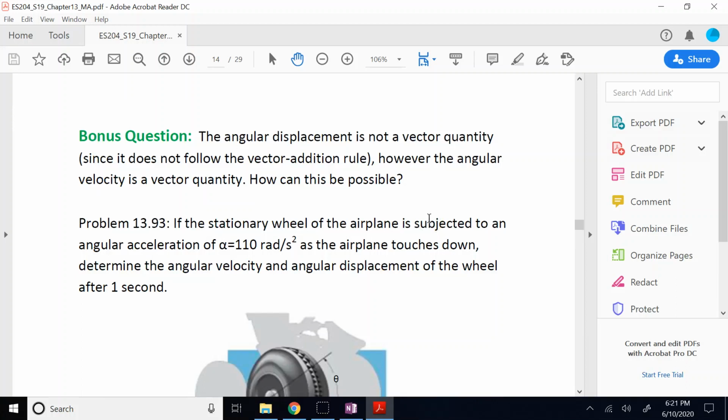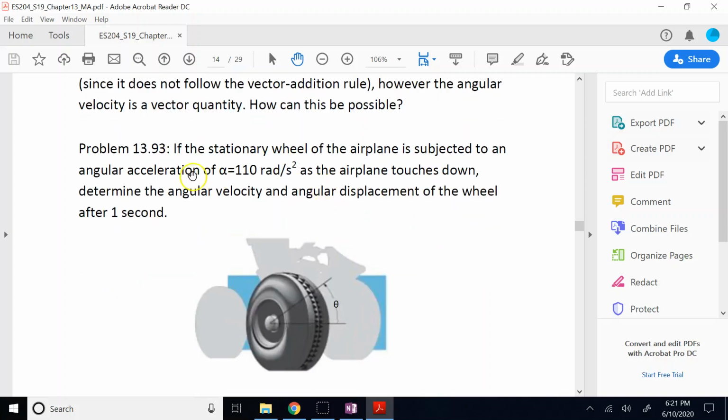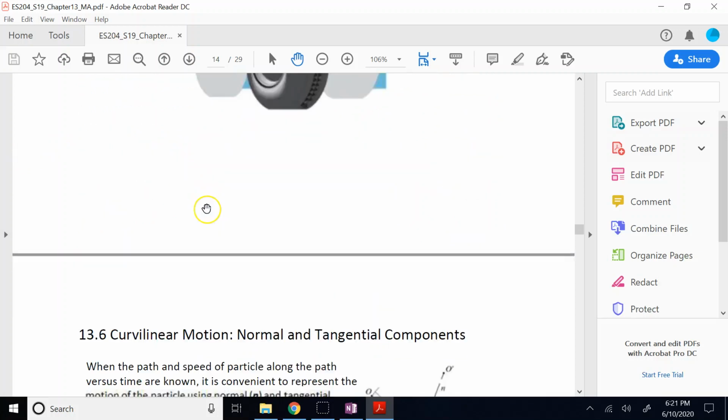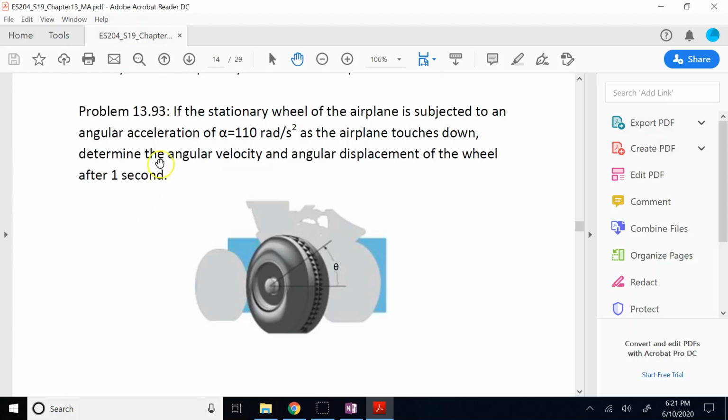Now, there are two things we have to discuss. One is a bonus question, which we'll talk about in class. I want to clarify it in the classroom. And then we have one problem, 1393. So I leave this bonus for the classroom, and this problem 1393, we'll do it right now.